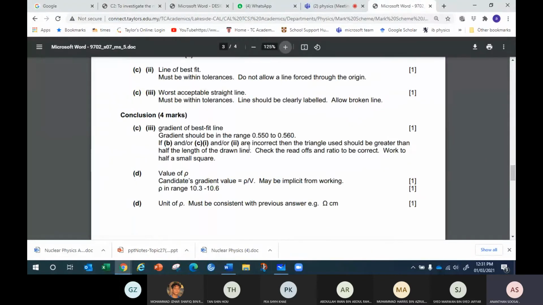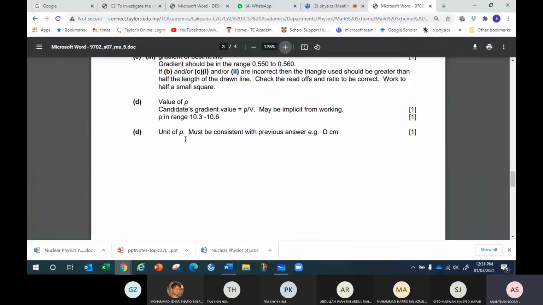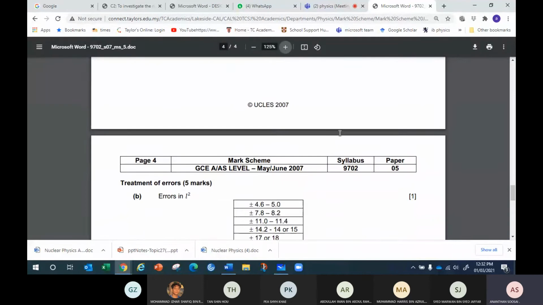So we see the mark scheme. Mark scheme, unit of rho. Oh no, this is not density. This is rho, resistivity. Resistivity has this range. So the resistivity unit is ohm centimeter. Remember guys, in your exam, if they give centimeter in your table, you leave it as centimeter. You don't need to convert. Very rare that they do conversion here.